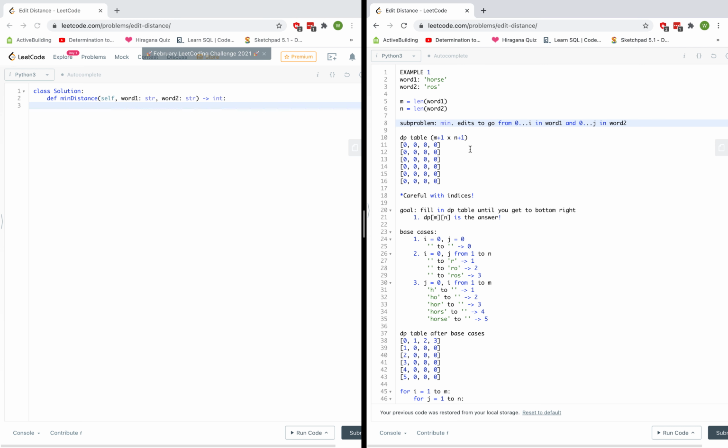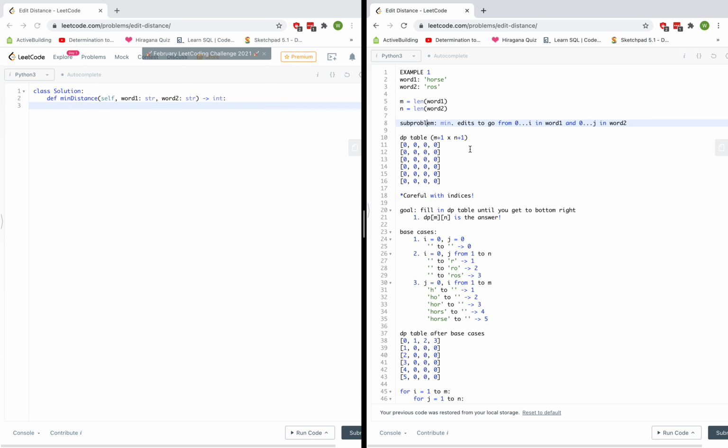Basically, we're taking a portion of word1 and trying to convert it to a portion of word2. And that portion can actually be the entire word1 or the entire word2, or even none of it.